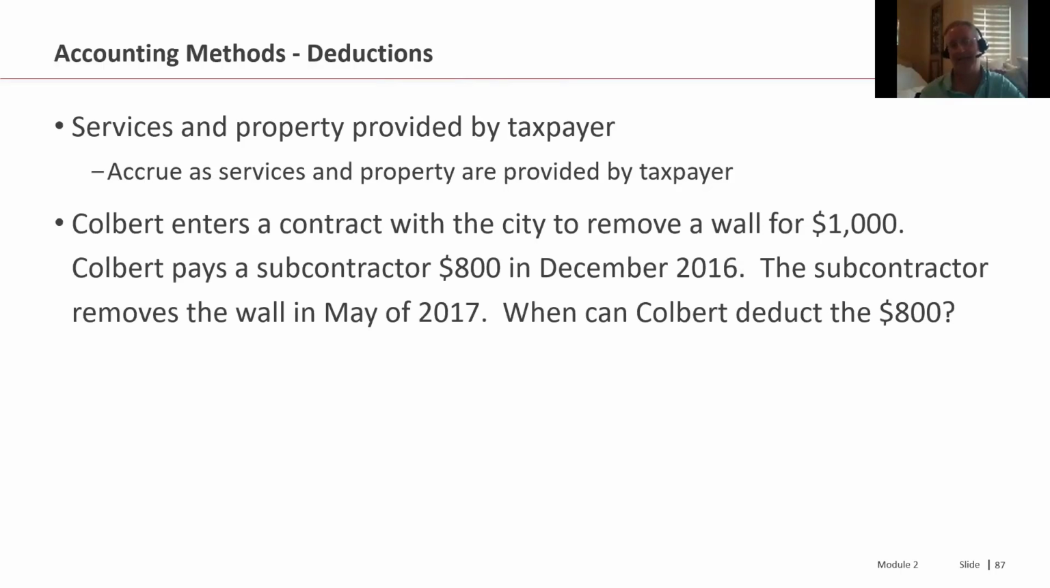I want to reduce my taxable income. So I'm going to go ahead and pay a subcontractor $800 in December of 2016. Then the subcontractor doesn't get around to removing the wall until May of 2017. So when can Colbert deduct that cost? Not until the services and property are provided, which means that doesn't happen until May of 2017. So even though paid in 2016, as an accrual-based taxpayer, not deductible until May of 2017.